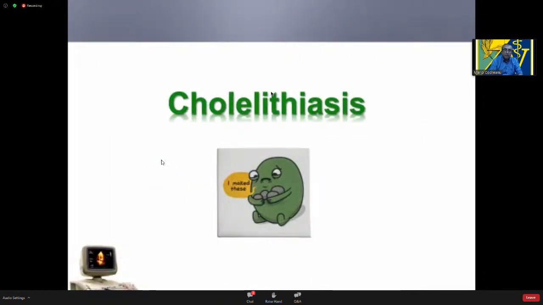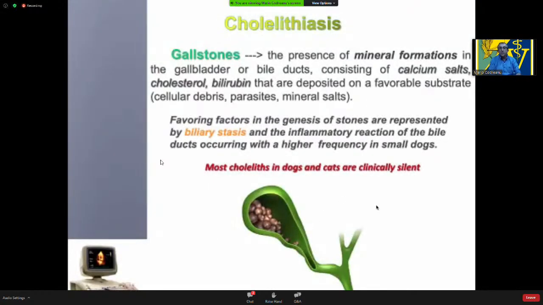Okay. I would like to continue with another gallbladder medical condition: cholelithiasis, or gallbladder stones. Let's see what's happening in such medical conditions. Gallstones is the term often used for the presence of stones in the gallbladder, which defines the presence of different mineral formations in the gallbladder or in the bile ducts.